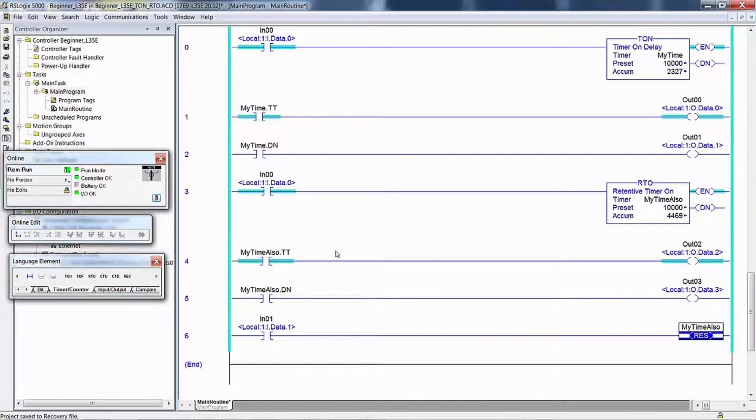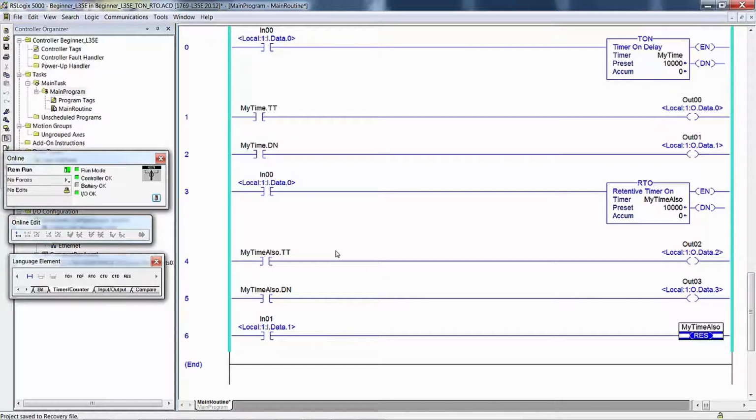TON on, resets. Now the reason I did that, and I'll reset the RTO again, is so you can see the difference between those two instructions. Did you see any difference in the values of the instances of the timer data type that each of these two instructions are addressing? So I'm going to do that again.